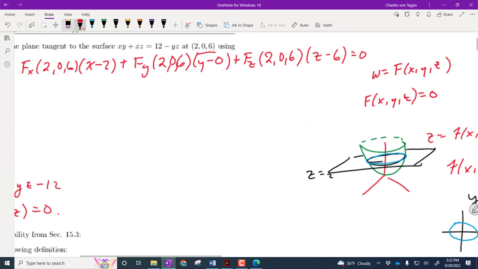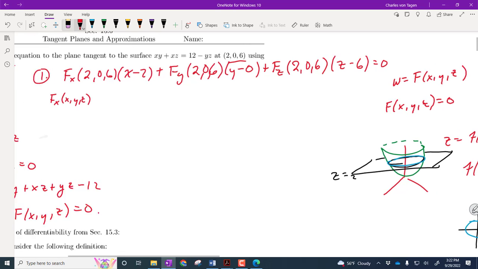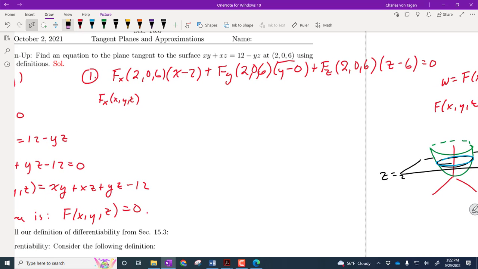We'll zoom in on it. If we compute f sub x as a function, taking the partial derivative with respect to x, we get y plus z. Evaluating that at the point 2, 0, 6, we get 0 plus 6, or 6. Folks, here's a perfect situation where I don't encourage you to copy me. Just do this on your own. I'm taking each of the partial derivatives and plugging in the point 2, 0, 6 into each of them. Check your answers against me. You'll probably catch a mistake I made.